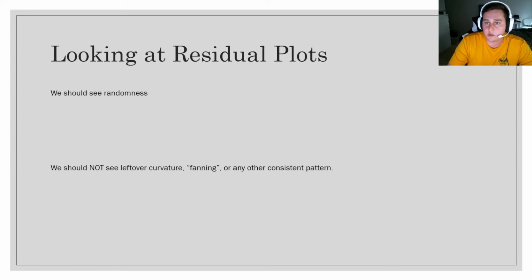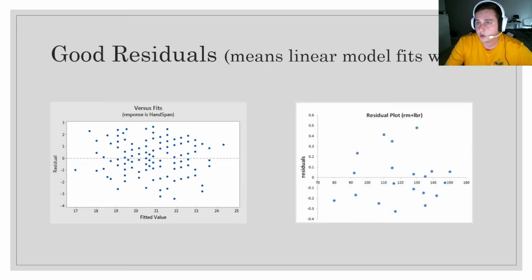So let's look at some residual plots. To be absolutely crystal clear, we should see randomness. We should not see fanning or leftover curvature. Basically, if there's any pattern in your residual plot, it's bad. So here's some good residuals. Here you have the average distances basically from all of the middle data points here, right? From 0. All of these data points were more or less clustered around the line of best fit. Some of them were further away than others. These are quite far away.